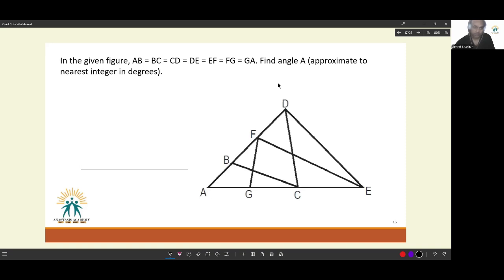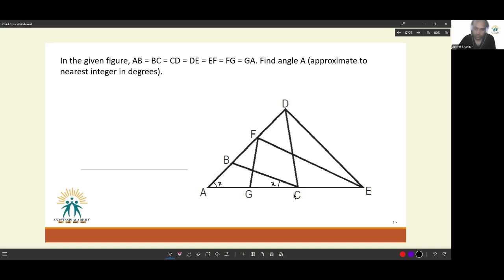Okay, next question. In the given figure, AB is equal to BC is equal to CD is equal to DE is equal to EF is equal to FG is equal to GA. Find angle A approximate to the nearest integer in degrees. Okay, we start off with AB is equal to BC. So if this is x, this is also x because AB is equal to BC.